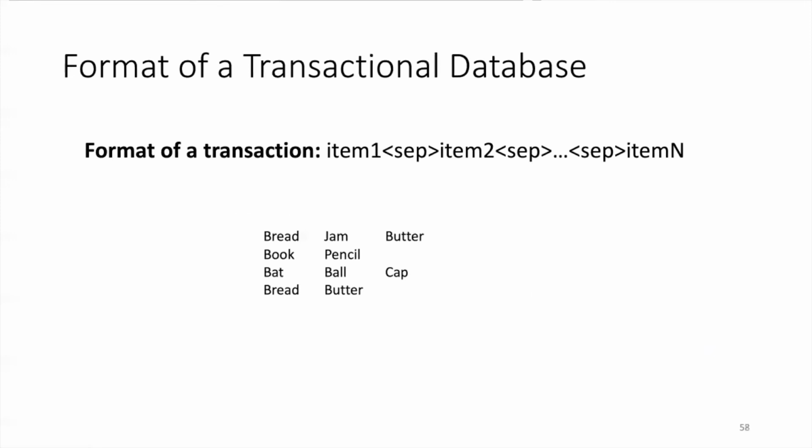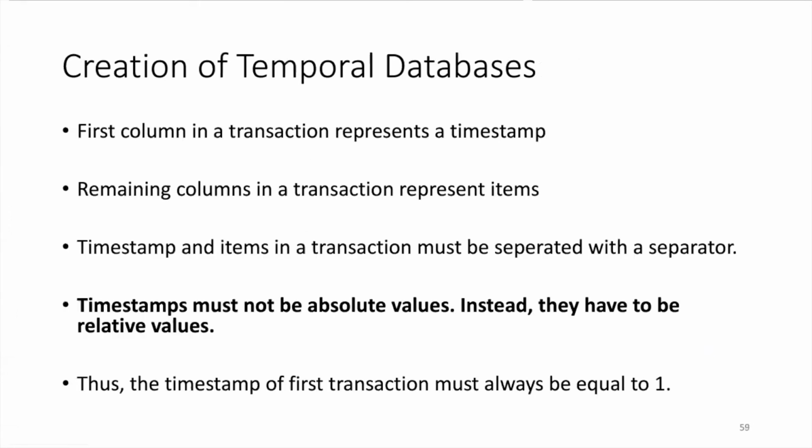So this is the format of a transactional database. If you are creating a transactional database, simply say item 1, separator, item 2, separator, and so on up to item n. Here we are using tab space as the default separator. So this is the rule.